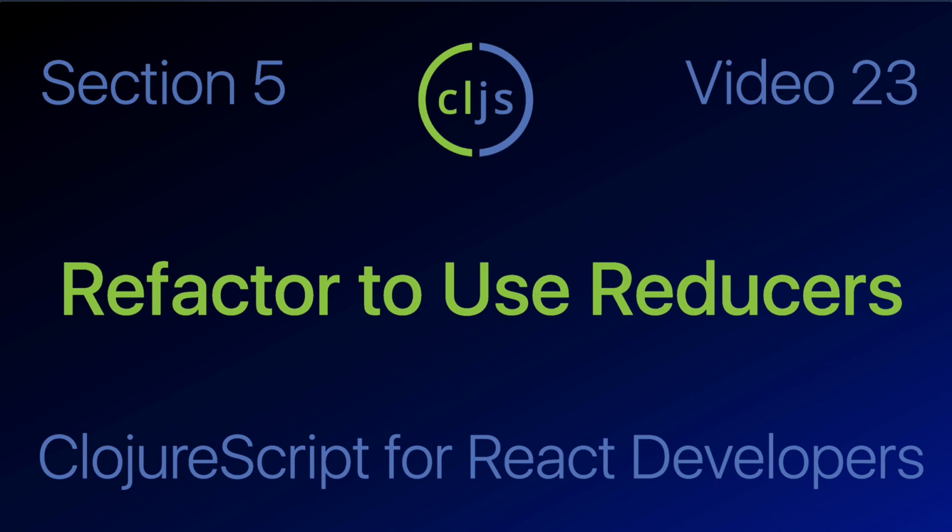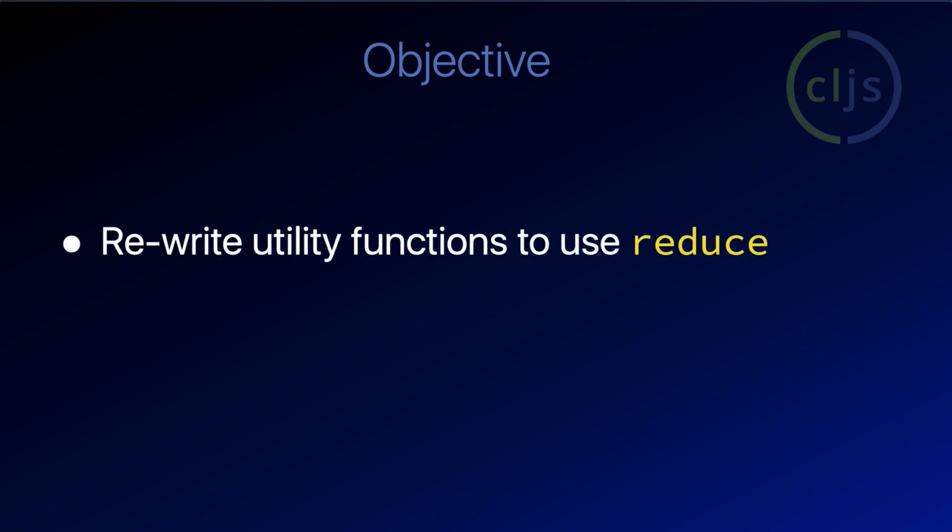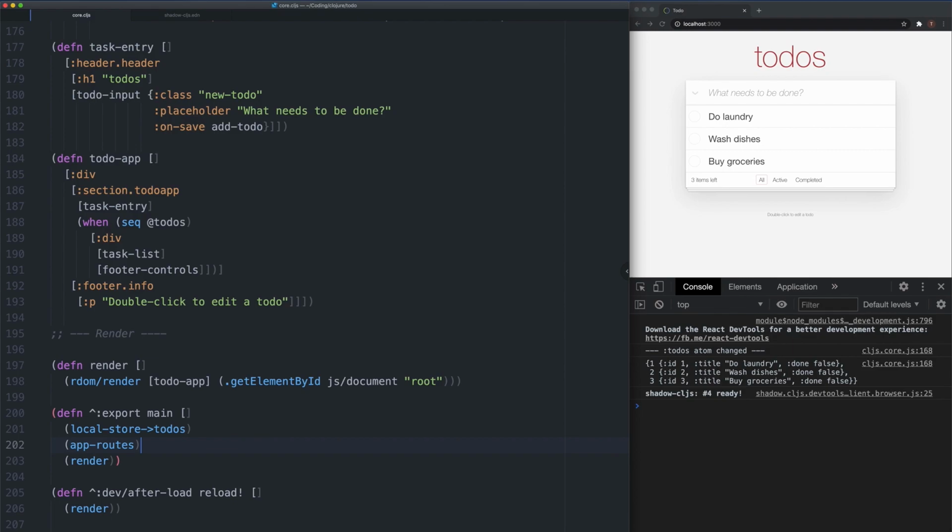Refactor to use reducers. We have a single objective. We will refactor two of our utility functions to use reduce, in order to prepare our code for adding re-frame in the next section. Arguably, our code will be easier to reason about. We will now start with the rewrite of our utility functions. First, we will refactor the clearCompleted function.